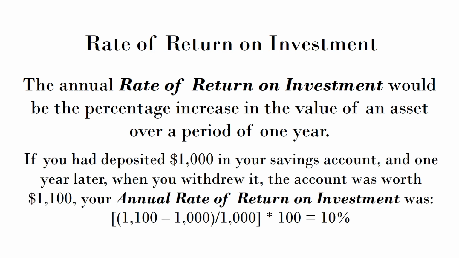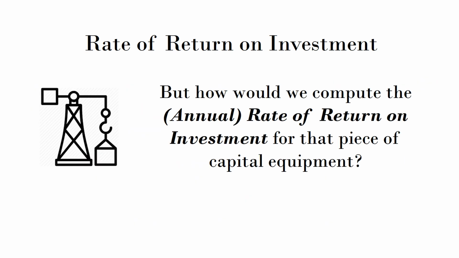If you had deposited $1,000 in your savings account, and 1 year later when you withdrew it, the account was worth $1,100, your annual rate of return on investment was the new value minus the old value divided by the old value times 100, which is 10%. But how would we compute the annual rate of return on investment for that piece of capital equipment?